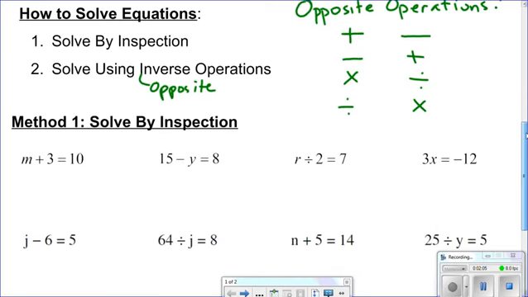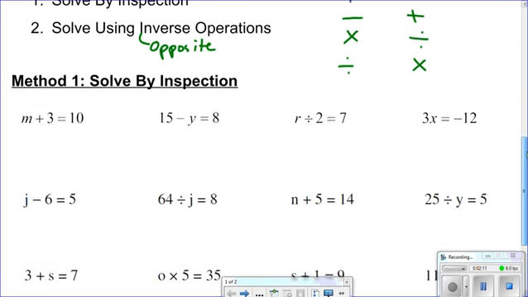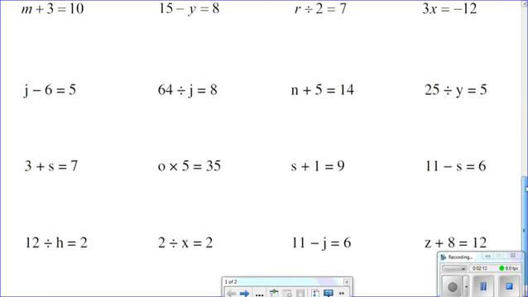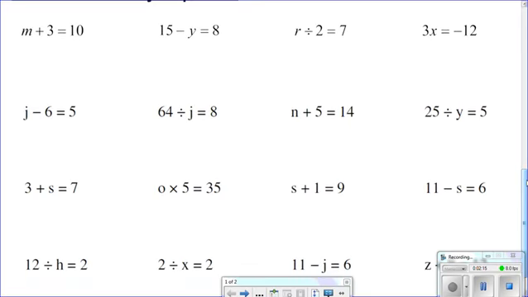So what we're going to do is I'm going to show you how to use the opposites to solve. And we're going to use inspection as a way to double check our answers. So there's a lot of examples here. I'm going to do a couple of them, and then you're going to do the rest. So in the first one, it seems really simple. We're starting really basic just to remember kind of what we've done in the past.